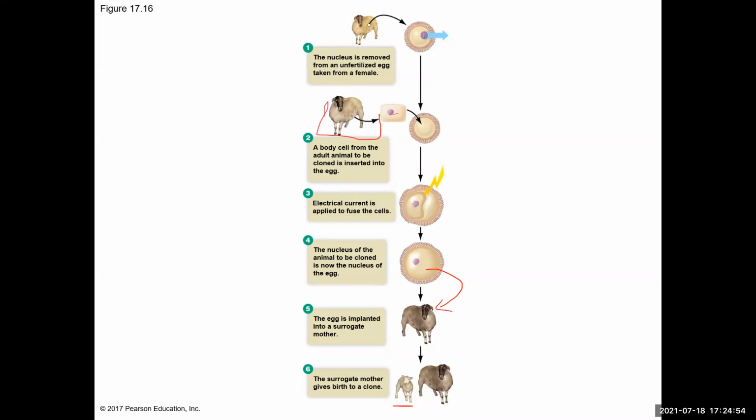Okay, so just again for clarification. You have an unfertilized egg, so an egg cell, remove the nucleus from it. Then you take a somatic cell from the individual you're copying, put it into that unfertilized egg, apply electrical current, which fuses the cells. You take that fused cell, insert it into a surrogate, and then the identical offspring will be born.